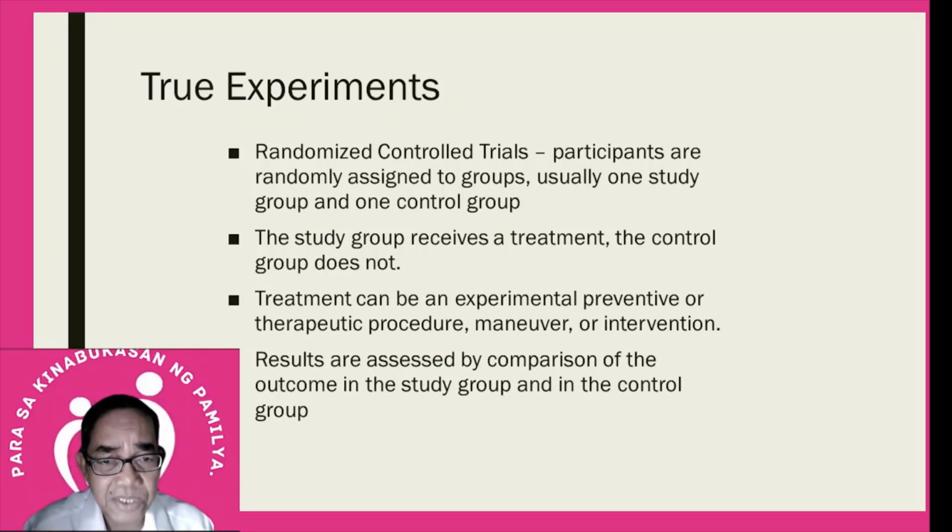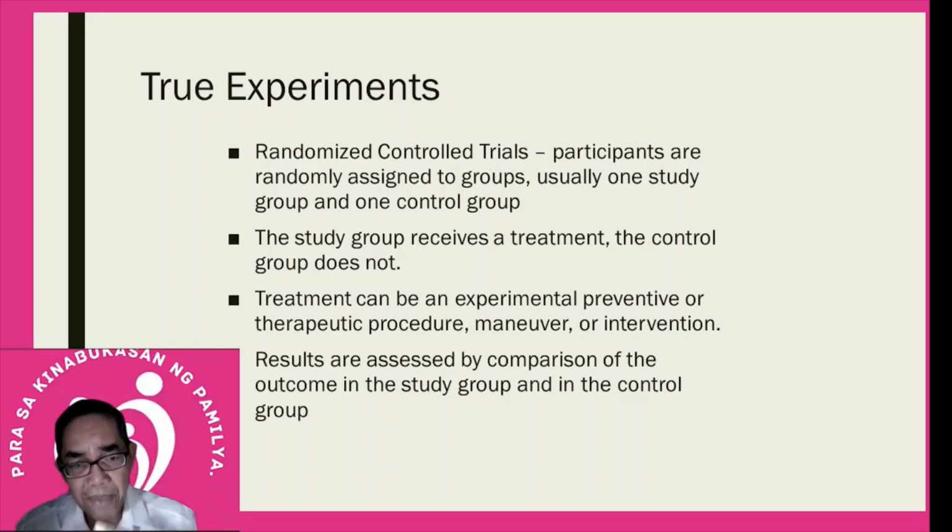Participants are randomly assigned to groups, usually one study group and another a control group. So the control many times can be a placebo if the disease has no known treatment yet. And the study group receives a treatment, the control does not. The treatment can be an experimental, preventive, or a therapeutic procedure, maneuver, or intervention. Results are assessed by comparison of the outcome in the study group and in the control group.